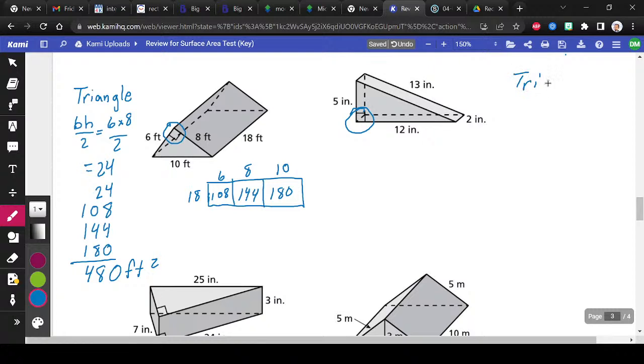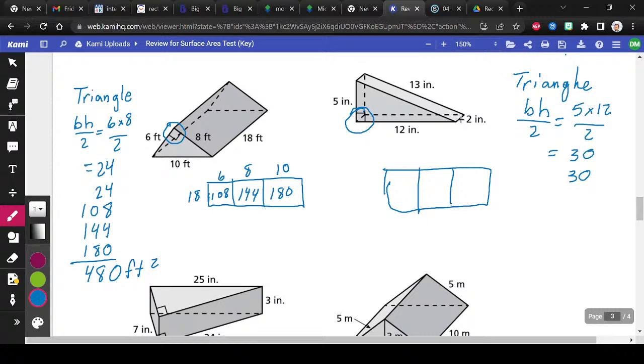So the next one, look for the little box, the right angle. So we go triangle, base times height divided by 2. That's 5 times 12 divided by 2. 5 times 12 is 60, divided by 2 is 30. So we have two 30s, one for the front triangle, one for the back triangle.